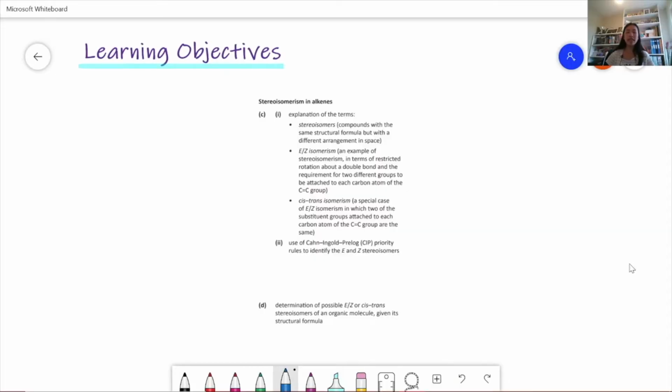Here are today's learning objectives. So we're going to be looking at stereoisomerism in alkenes, and we're going to explain the terms stereoisomers, EZ isomerism, and cis-trans isomerism. And then we're going to use the CIP priority rules to identify the E and Z stereoisomers. And lastly, we're going to determine possible EZ or cis-trans stereoisomers of an organic molecule given its structural formula.